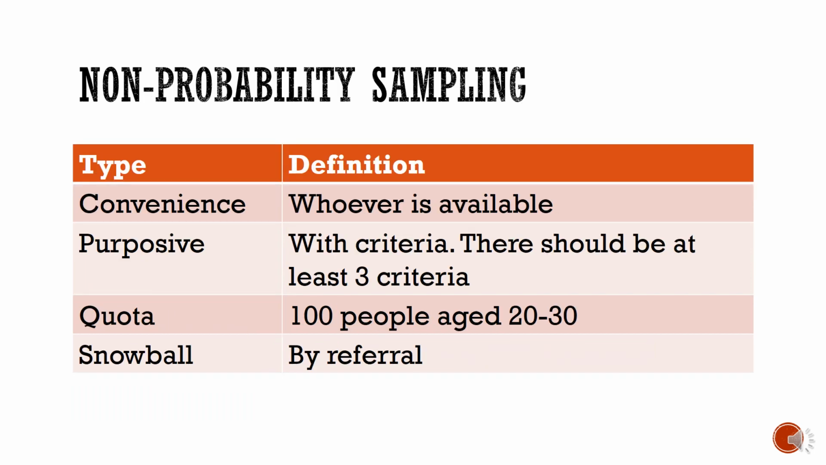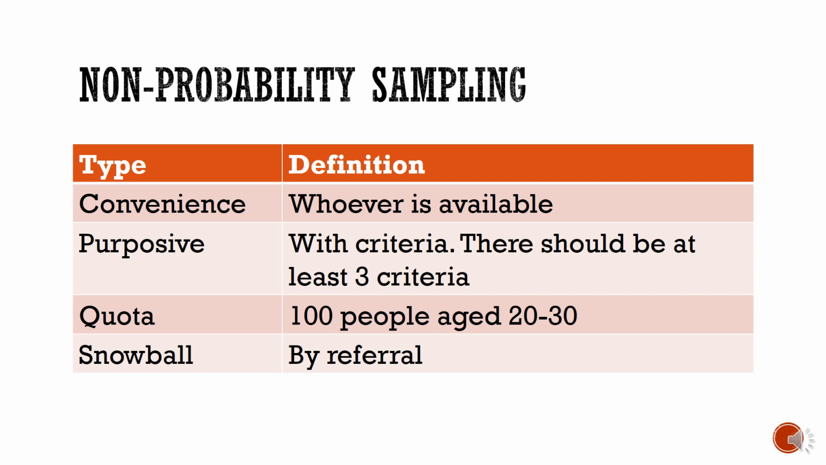For non-probability sampling, these are the following: convenience, purposive, quota, and snowball. Okay, for convenience, I just select who is available. For example, I go to a barangay and my criteria is they should be geriatric. I'm studying about geriatric people. So I go to a barangay, I see an old person, I ask if he's willing to be interviewed. So it is convenient because I readily saw that person.